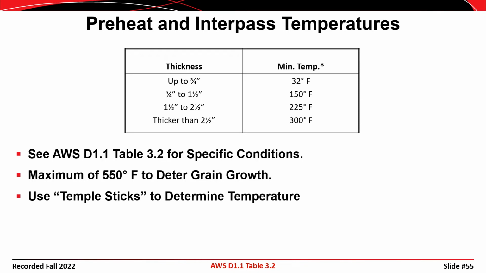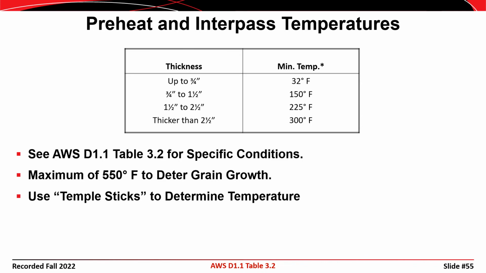So to combat that, what you do is you preheat the base metal using some type of flame, or you heat it between passes that you place of your weld metal. This table here gives examples of what the minimum preheat and interpass temperatures are based on the thickness of the base metal that's being joined.